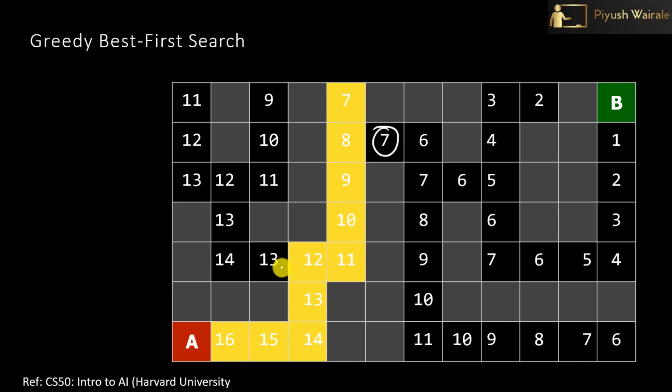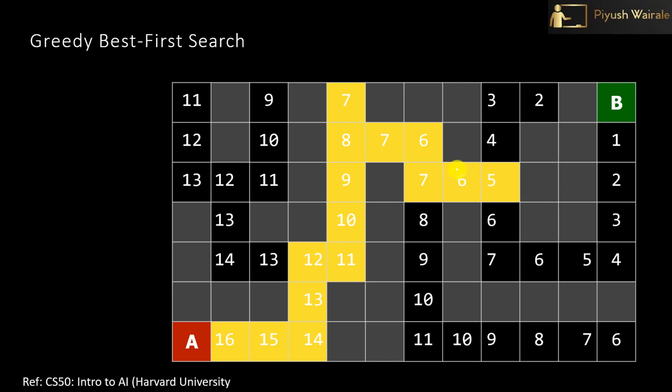So in this case it's 7 and here it is 13. So definitely I will follow this particular direction, right? Then I am going through 7 and 6 and 7. Okay. Now again here you can see we have a lesser value of 6 here and 8 here. Always we follow the lower heuristic cost. So I will go to 6, 5.